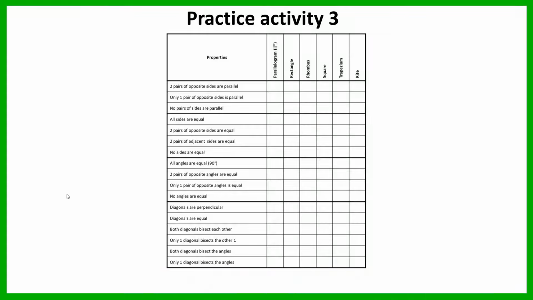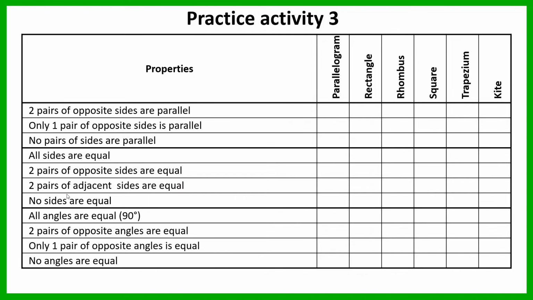Okay, so let's go through what you should have got. First of all, we're going to look at the properties relating to parallel sides, or the length of the sides, or the angles in the quadrilateral. So first, looking at the parallelogram. The parallelogram has got two pairs of opposite sides that are parallel. In a parallelogram, there are two pairs of opposite sides that are equal. And in a parallelogram, there are two pairs of opposite angles that are equal as well.